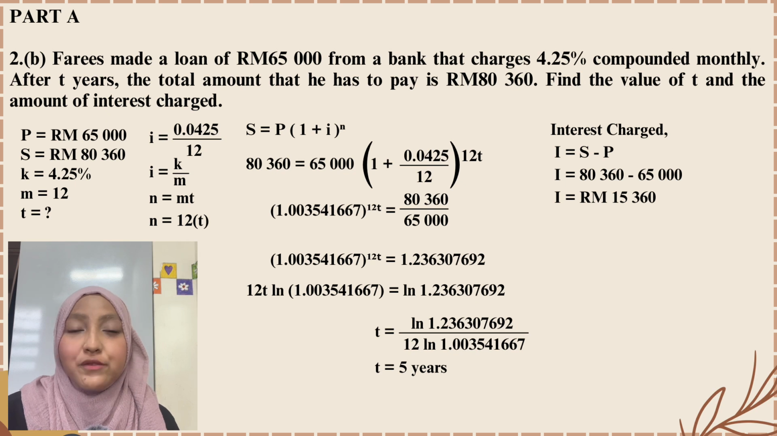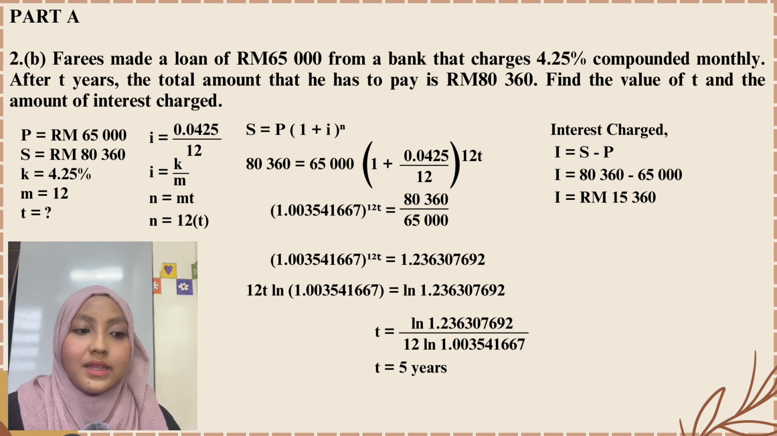So, based on the question, we need to find the T value and the amount of interest charge. So, we need to find the I value using the formula K over M. You will get 0.0425 divided by 12. And also the N value using the formula M times T, you will get 12T. Substitute into the formula S equal to P bracket 1 plus I to the power of N. So, our S is 80,360, which is our accumulated amount, and our principal is 65,000, since that is a loan that we made. Bracket 1 plus 0.0425 divided by 12 to the power of 12T.